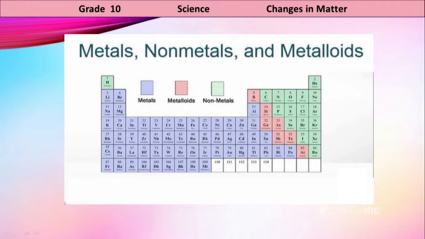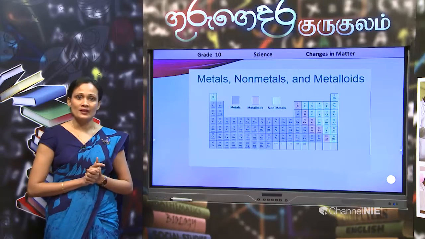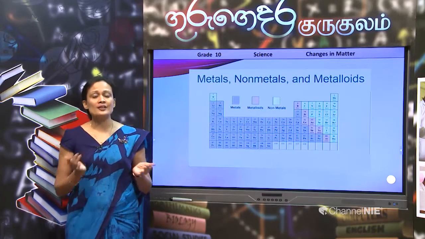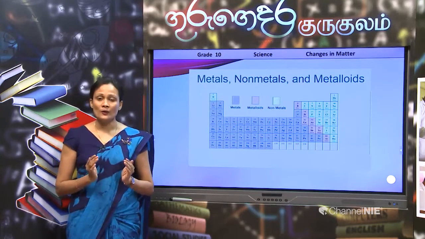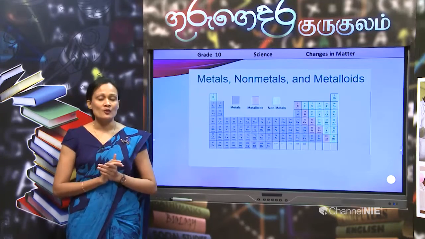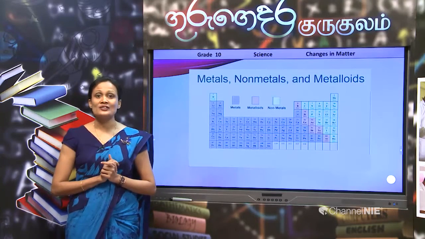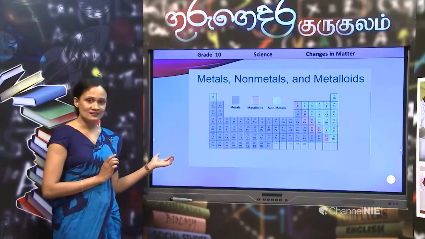Look at this one. Most of the elements are metals. If we consider these metals, they do not react in the same manner. They react in different ways, and they also have different properties. That's why we use them for different purposes. Today we are going to discuss these metals.